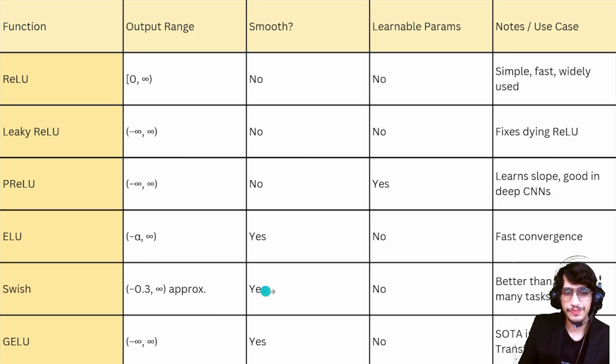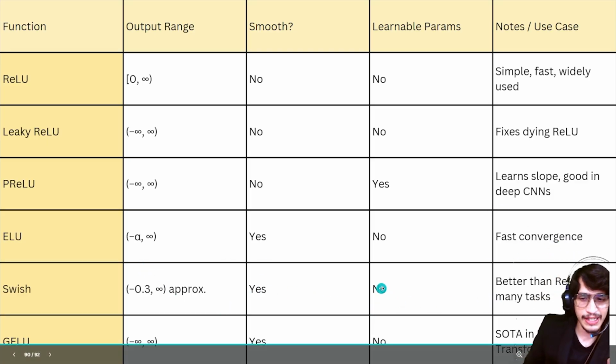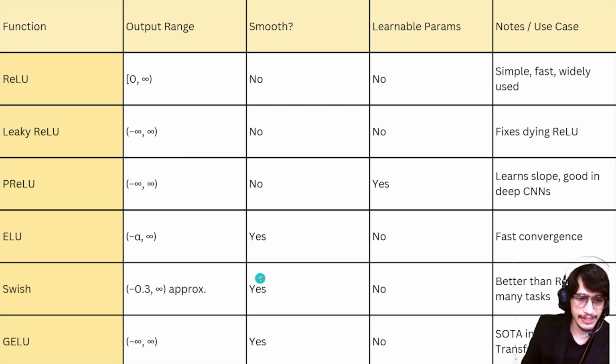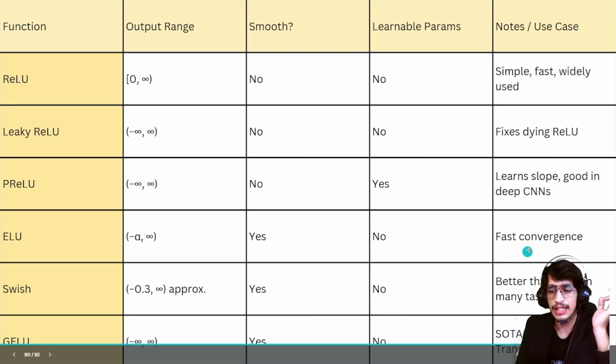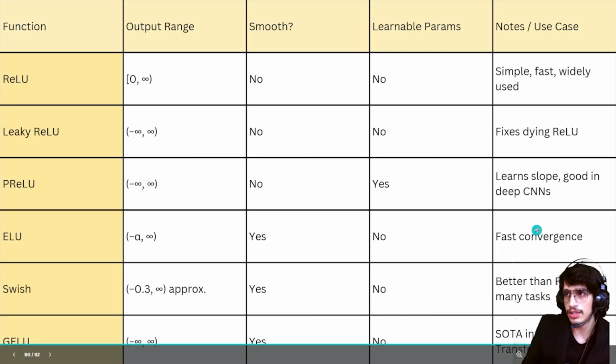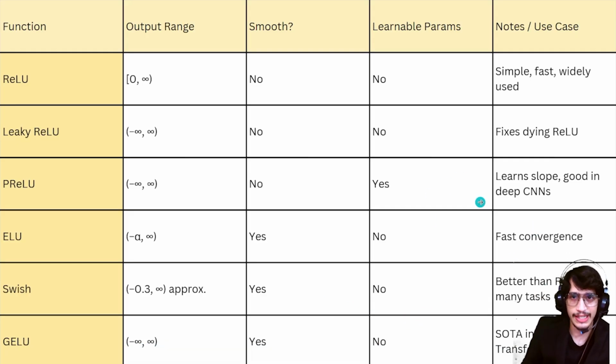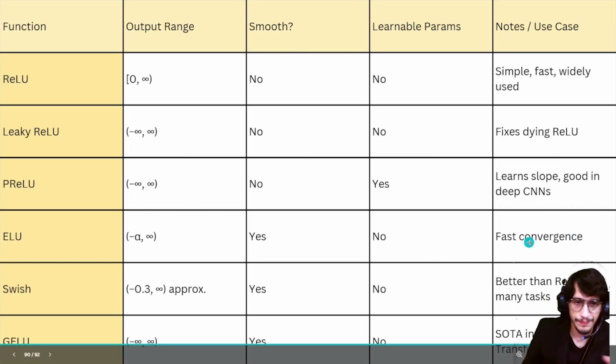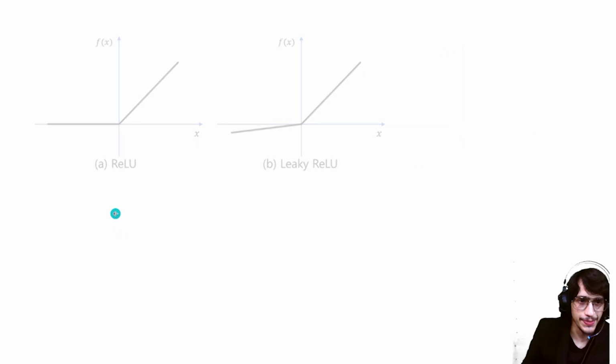Swish is better than ReLU in many tasks like CNN and other things. And GELU is used in transformer models like GPT or BERT or other things. So you just have to take a screenshot of this table and you will have a summary of this video.